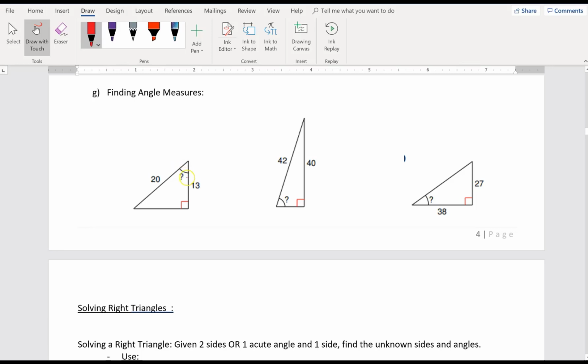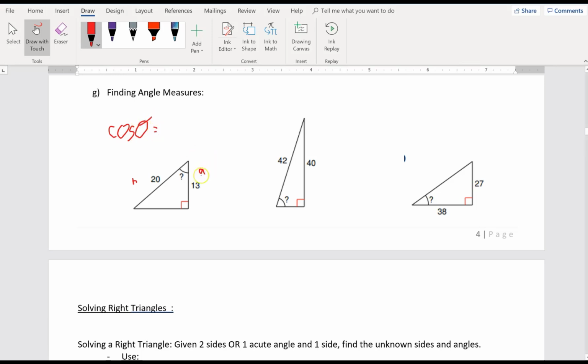So here's the angle we are looking for. This is the hypotenuse since it is opposite of the right angle. And this is the angle, so this is adjacent to the angle. This side would be opposite. So we have adjacent and hypotenuse. Which trig function has adjacent and hypotenuse in it? That would be cosine.